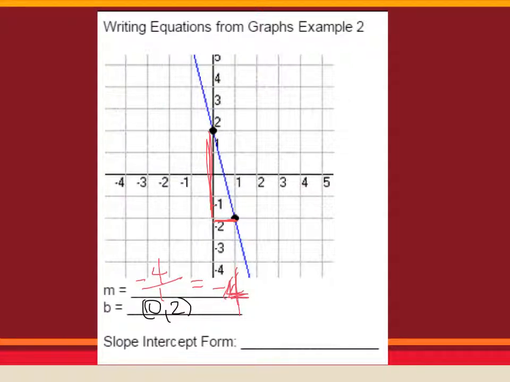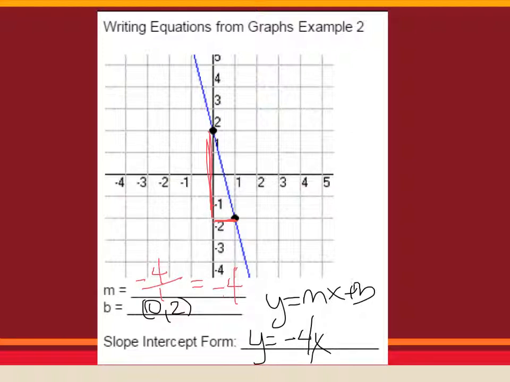2. We're going to write this in slope-intercept form, and in slope-intercept form, it's y equals mx plus b. So we're going to replace the m and the b with the numbers we found from the graph. Our slope-intercept form is y equals, our value for m was negative 4, that's our slope, and then we have our x. Our b value where it crosses the y-axis, the beginning of the graph, is at positive 2. So slope-intercept form for this problem is y equals negative 4x plus 2.